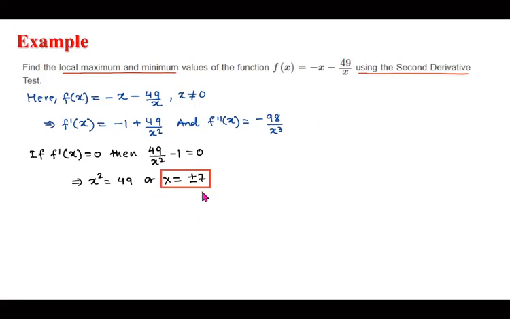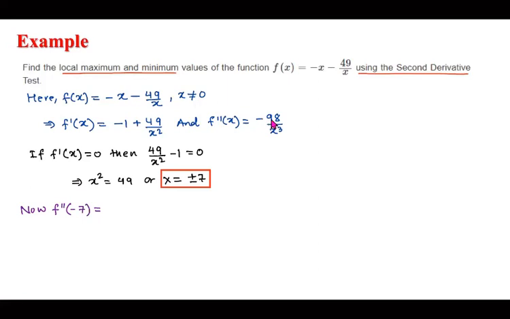That means for x equal to plus or minus 7, the function will have a maximum or minimum value. In order to determine that, we try to plug in these values into the second derivative. So let's plug in those values into the second derivative. Now, if you want to find the value of the second derivative at positive 7, let's do it at negative 7 first. The second derivative at negative 7.